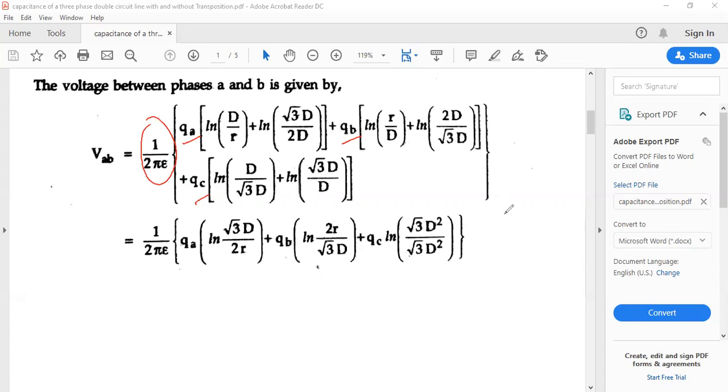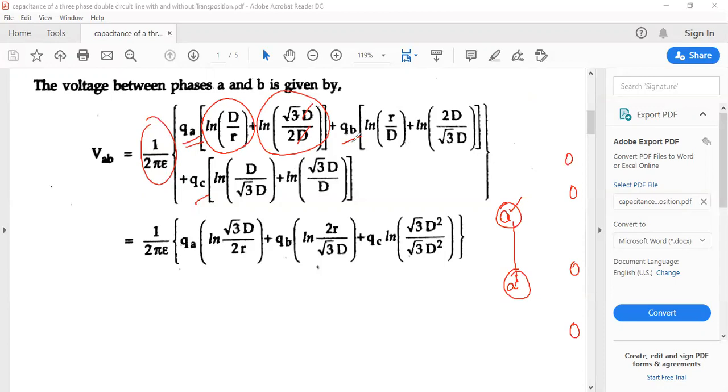So now with respect to A, this is the conductor A, this is the conductor A dash, this is B, B dash, C, C dash. Now I'll be analyzing with respect to conductor A and conductor A dash. So QA, you can write as QA times ln of D by R plus QA times ln of root 3D divided by 2D. So I can strike out these distance terms. So QA ln of root 3 by 2 will be there. You can find out like that.